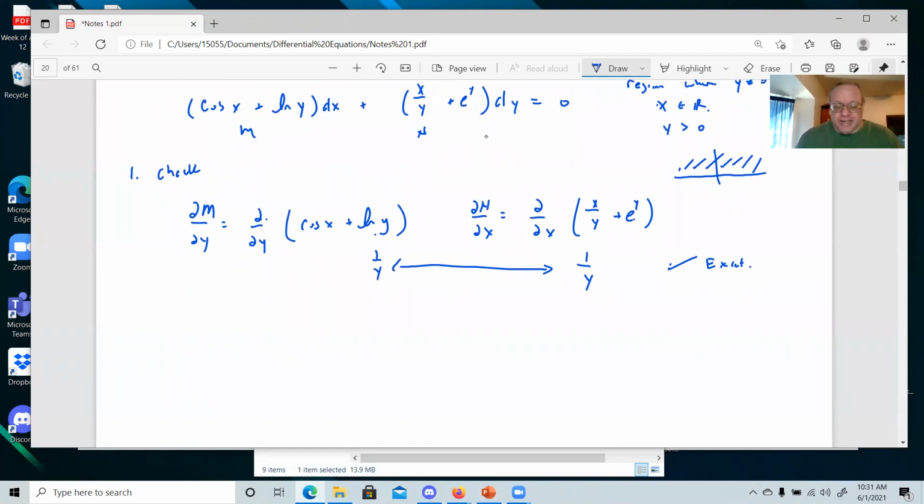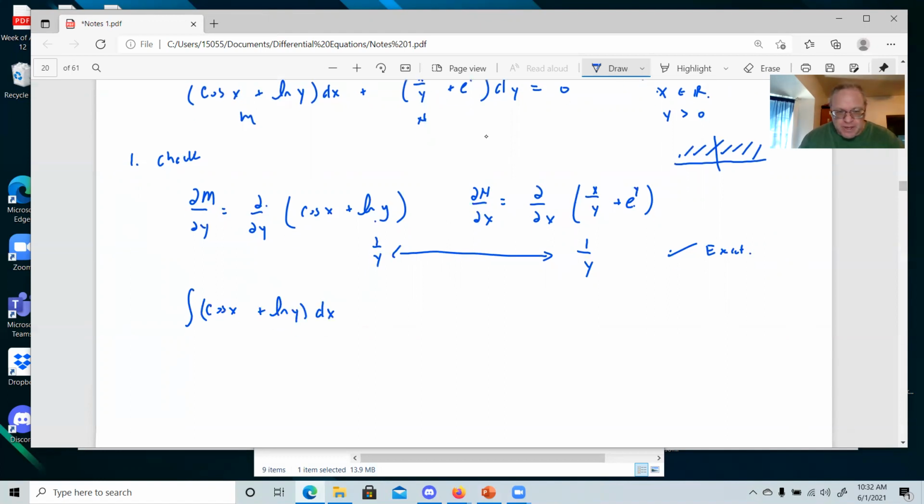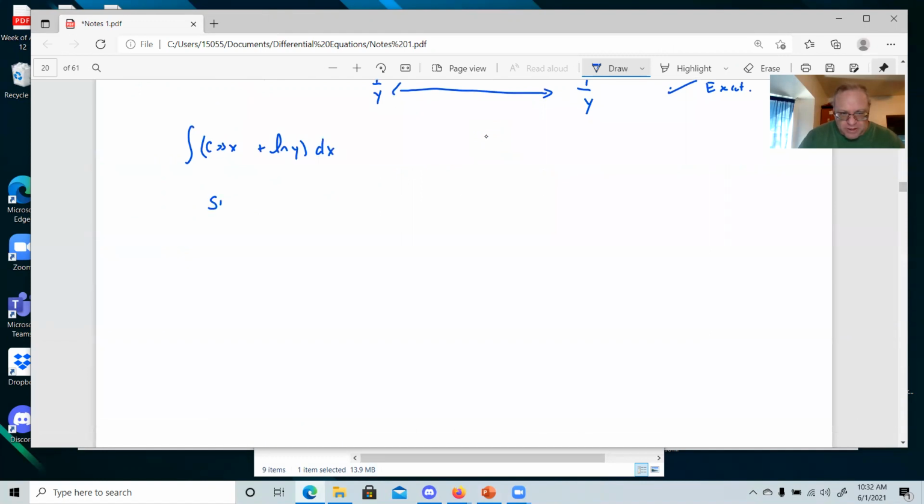So now we actually have to go ahead and integrate stuff. We're going to integrate cosine x plus ln y with respect to x. That's going to be pretty nice. That's sine x plus x ln y, right? If you had ln 3, take the integral of ln 3, we get x times ln 3. So, plus some function that might just be with y's in it. Nothing else, no x's.